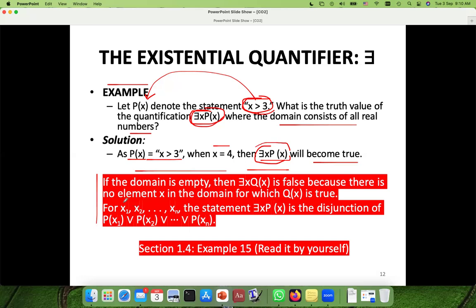And if you have n variables, then you don't have a conjunction between them. You have a disjunction between them, because you need only one variable. If that variable is true, that theory would be true. So that's why you have disjunction. And there is an example 15 in the book. You can read it by yourself. That is an easy one.